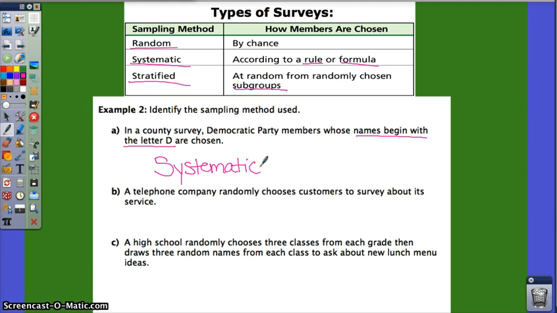For B, a telephone company randomly chooses customers to survey about its service. This would be random, so you're looking for that word in there. Everybody had an equal chance and they pulled it randomly. And the third one, a high school randomly chooses 3 classes from each grade, then draws 3 random names. We're breaking it up into groups, so it is stratified.